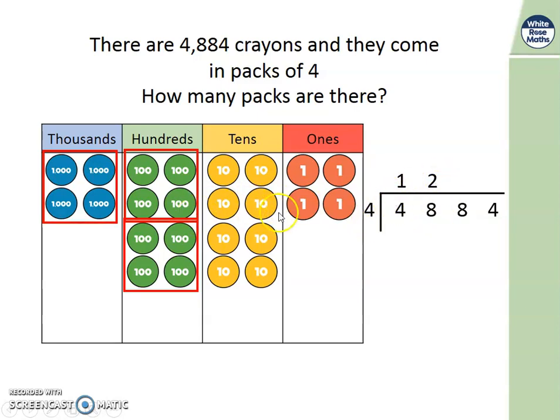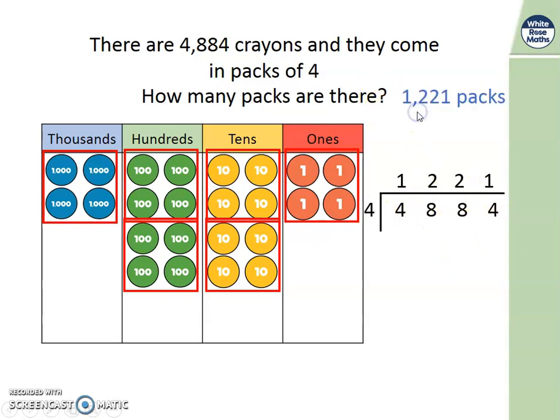Two groups of 4. In my tens column, how many groups of 4 can I make? 2, just like here. So we write that 2 there. In my ones column, I can make one group of 4. And that goes there, one group. 4 divided by 4 is 1. So our answer is, how many packs are there? There are 1,221 packs.